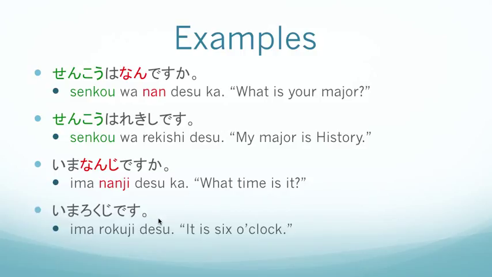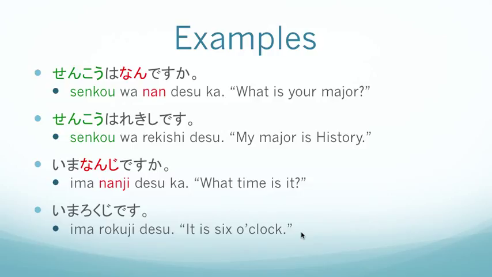Now, if you ask a person, Ima nanji desu ka? She might respond something like this. Ima 6時 desu. It's 6 o'clock. Remember, 6 is 6. Ji makes it time, like 6 o'clock. And ima, now. Now it's 6 o'clock. Or basically just say, it is 6 o'clock.